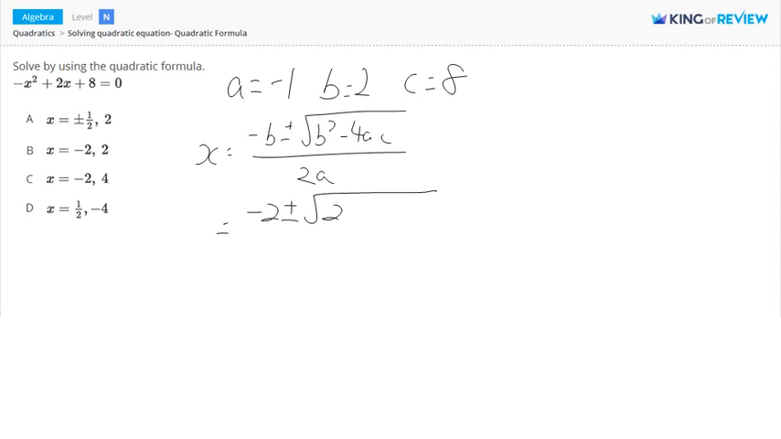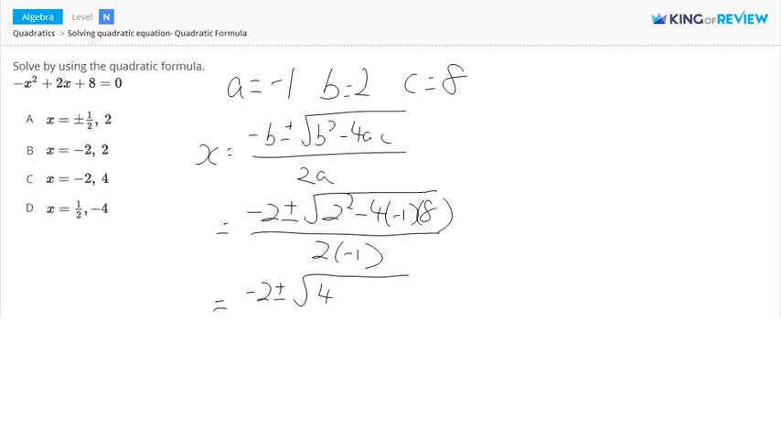Square root of 2 squared minus 4 times -1 times 8, over 2 times -1. Okay, so this equals -2 plus or minus the square root of 4, and a -4 times -1, which is going to be 4 times 8, which is going to be 32, over 2 times -1, which is -2. So this equals -2 plus or minus the square root of 36 over -2.